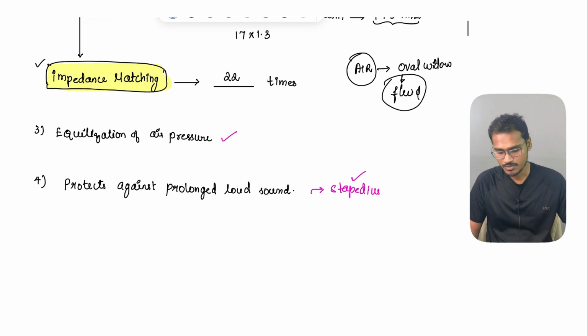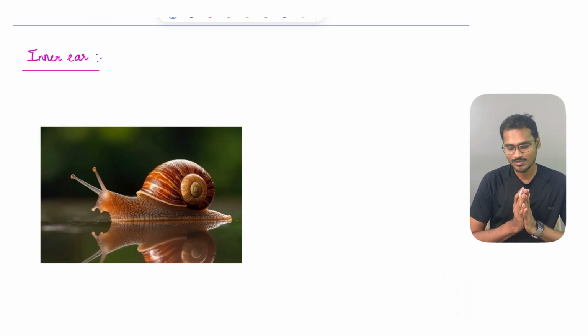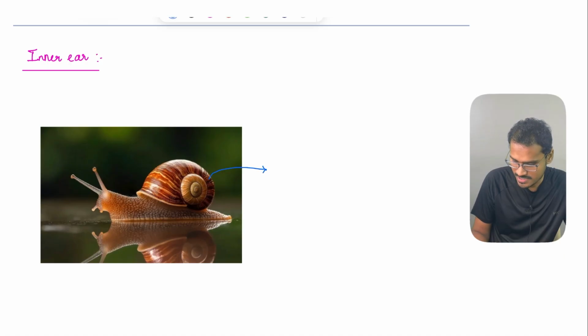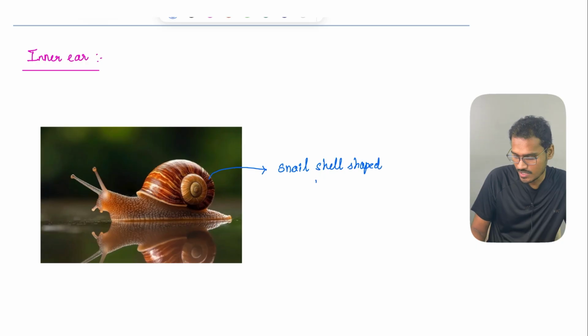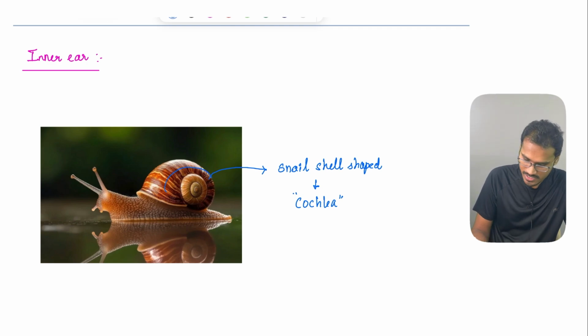Next, coming to the most important structure, the inner ear. What is this small creature? All of you know, it is a snail, and the shell of the snail has a specific shape. This is the snail shell shape, and it is called the cochlea. There is one structure in the inner ear which looks like a coil. That's why it is called the cochlea.